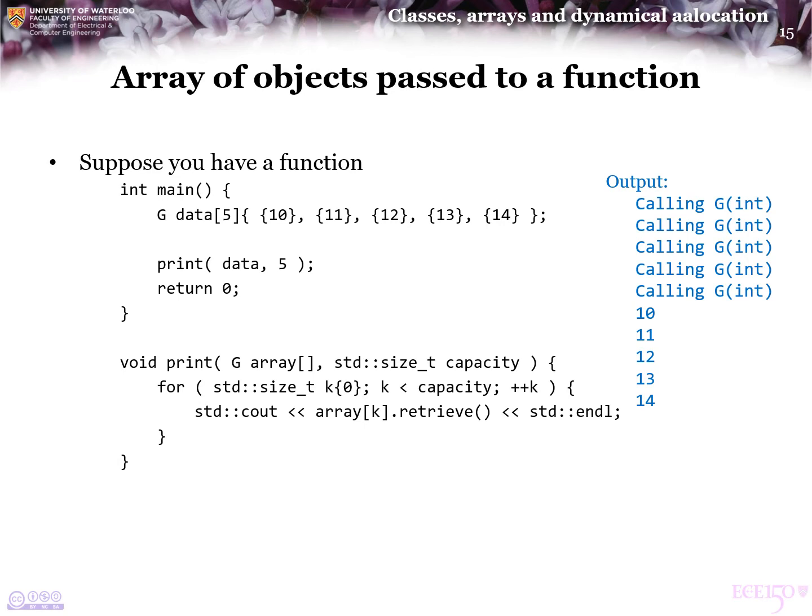Back in the original function, the main function is now about to return, so the compiler schedules 5 calls to the destructor. And so the destructor is called on each of the 5 entries of the array.